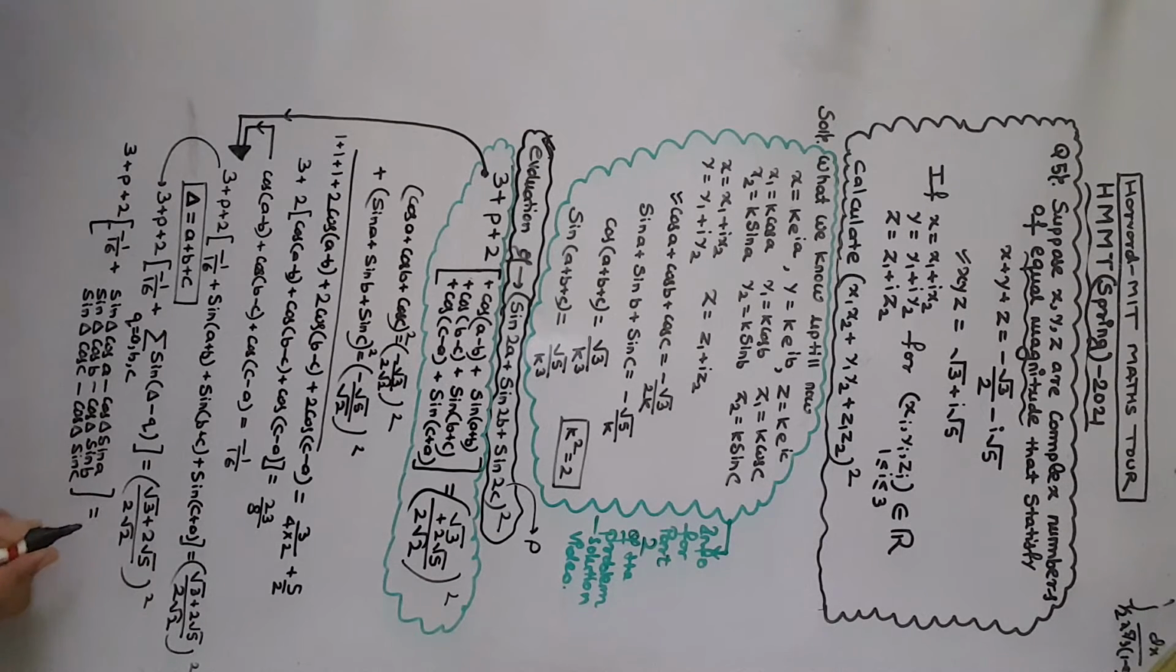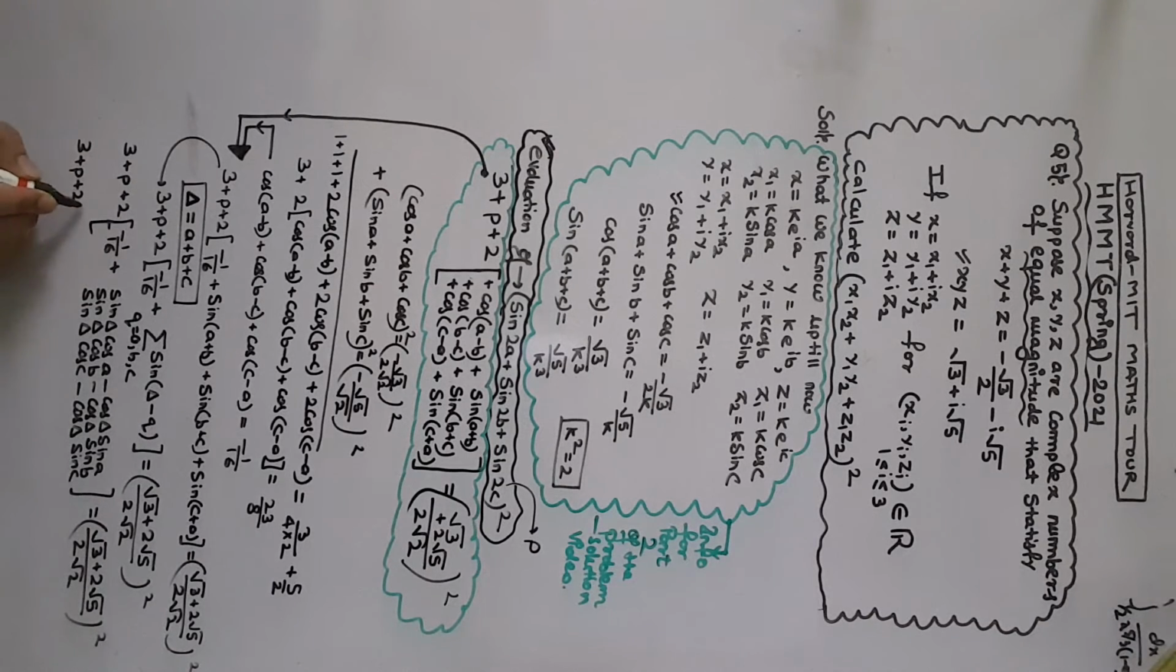This whole expression is equal to root 3 plus 2 times root 5 divided by 2 root 2, and this thing will be equal to this. Now we have 3 plus p plus 2 times the negative 1 by 16.